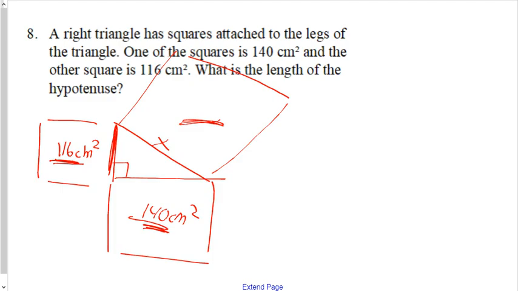116 and 140 is 256 centimeters squared, correct? I know that because I know Pythagoras. And once I know that, what is the length of the hypotenuse? The length of the hypotenuse is the square root of 256, which is exactly 16. Right? I square root the area to get the length. Okay? That one wasn't so bad.